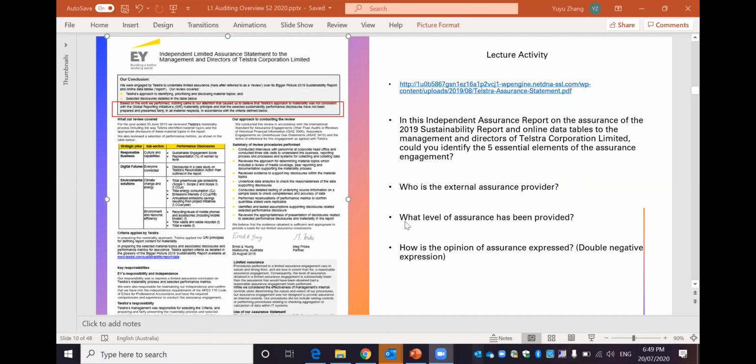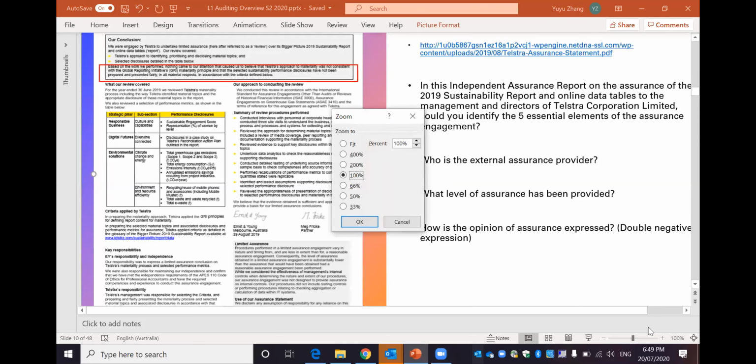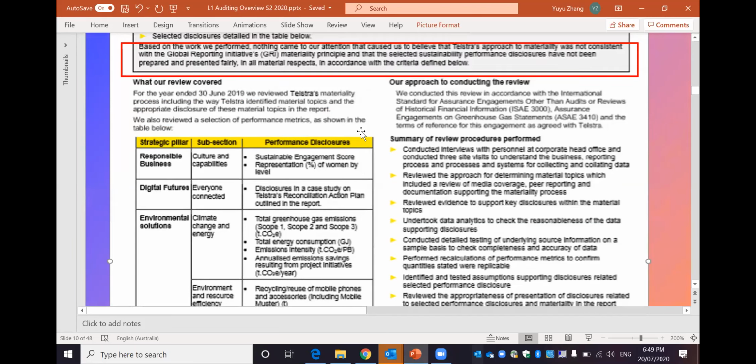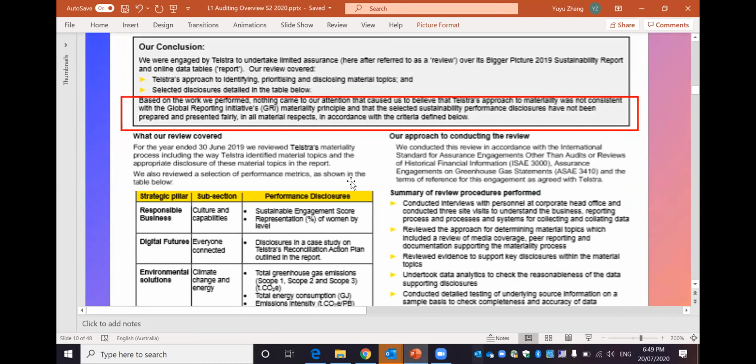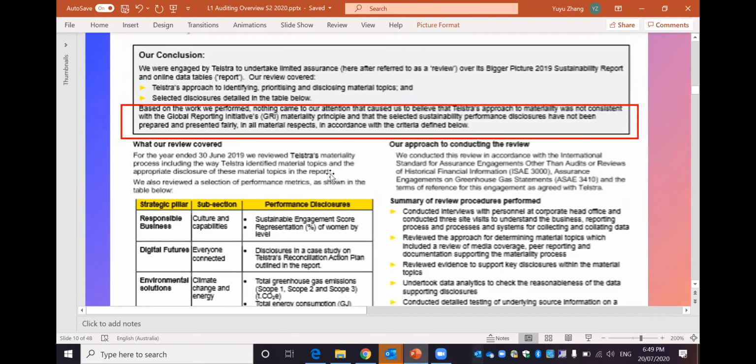The final question on this page, how is this opinion expressed? Let me try to make this page. Okay. Can you see the screen? So how is the opinion expressed in this limited level of assurance report?